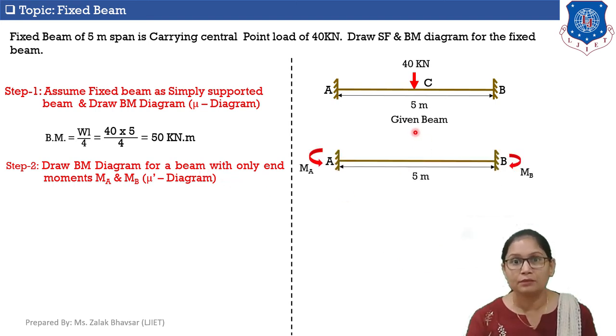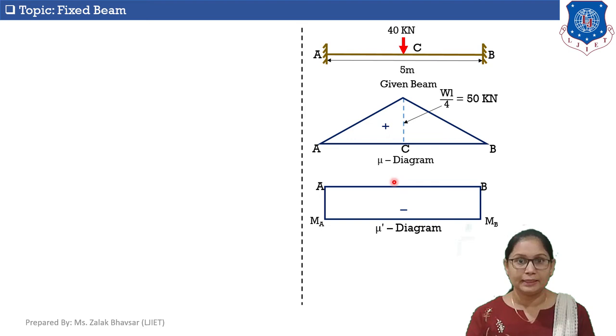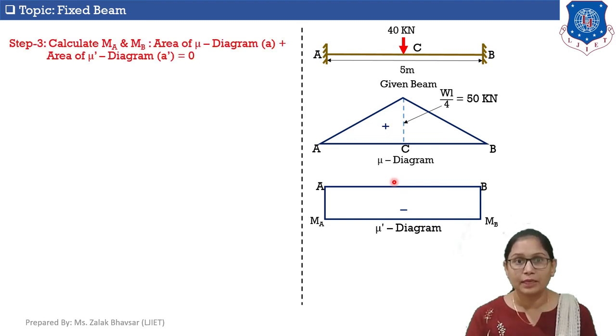So here this is a fixed beam which is carrying only end moments MA and MB. There is no load in between. And here is the bending moment diagram for the beam. This diagram is known as the Mu dash diagram. Now let's move to step number 3. In step number 3, we will calculate end moments MA and MB.